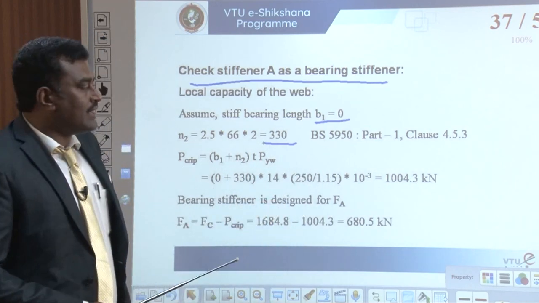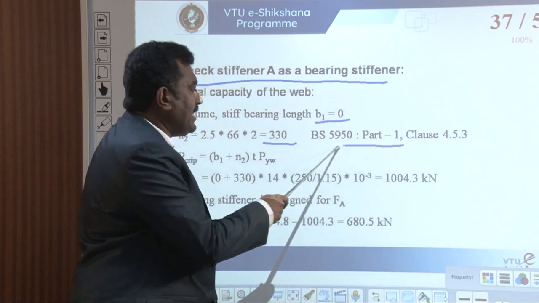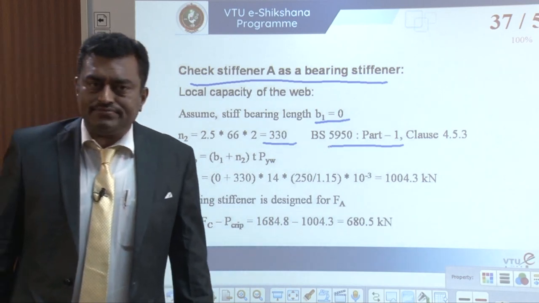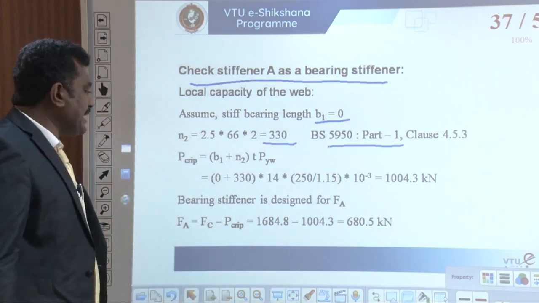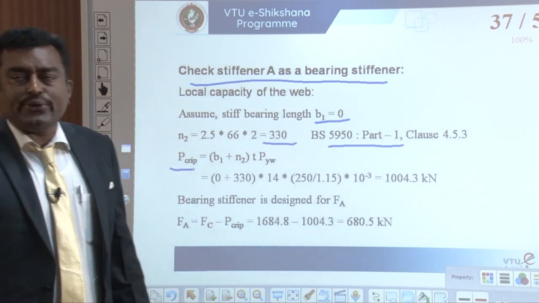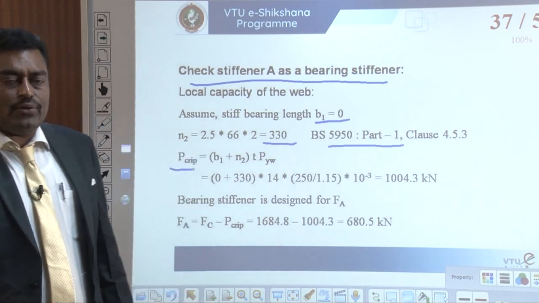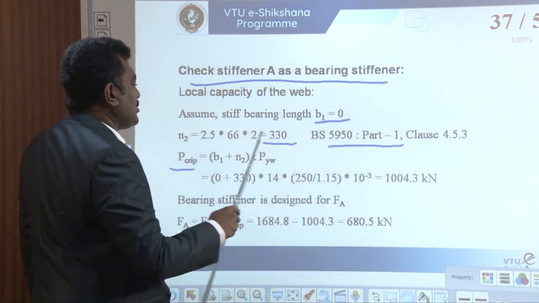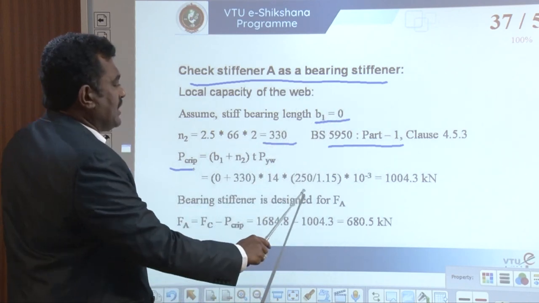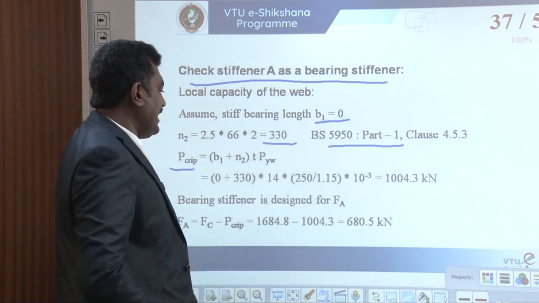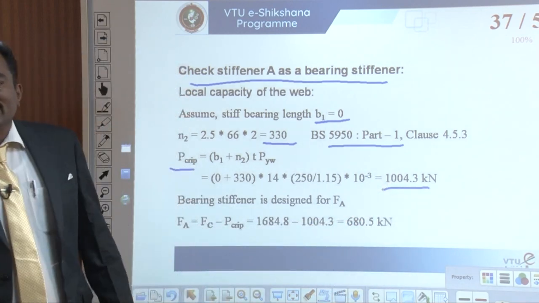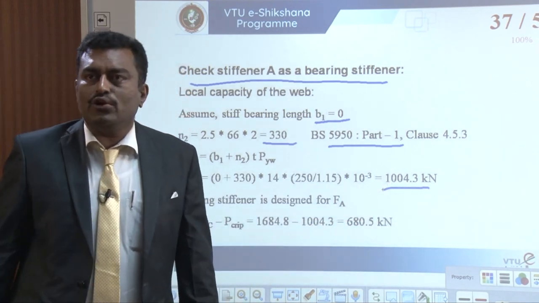According to the Bureau of Indian Standards, IS 800 part 1, clause 4.5.3 gives this relation: P crip is equal to (b1 plus n2) t fyw. Here b1 is equal to 0, 330 into 14, that is equal to 0, then 250 divided by 1.15 into 10 raised to minus 3 gives 1004.3 kilonewton, nearly 1000 kilonewton.